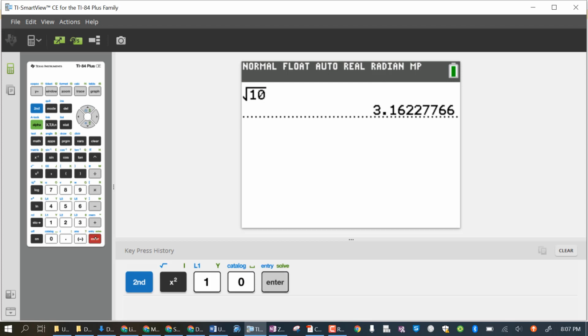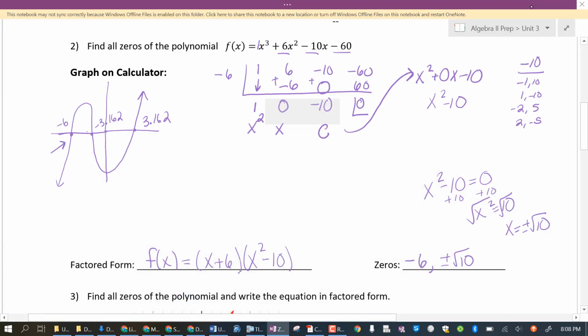3.162. So that verifies that those are the correct zeros that we saw on our graph. They just weren't rounded. We don't want to round any zeros. We want to leave them in radical form.